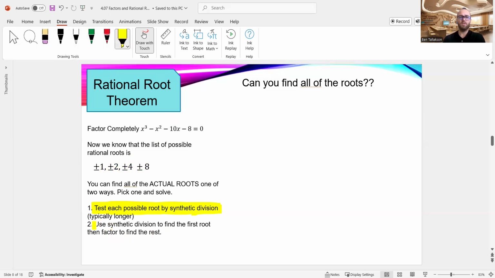Instead, I would choose this method, which is use synthetic division once to find the first root and then factor to find the rest, just like we did before. We used this method before today, and you're going to see it. So go ahead and try this out for yourself first. And now let's do it together.